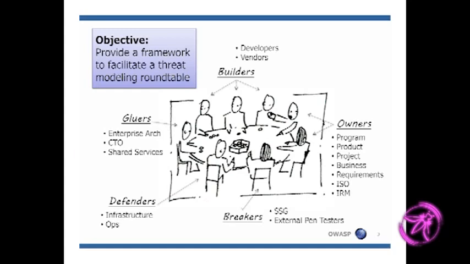Defenders are good at deployment models and think about where the holes might be in the network and how to secure that infrastructure. Owners ultimately own the products. We have risk officers that get involved here who own management of the assets. You have requirements types of owners. These stakeholders are good at different things.